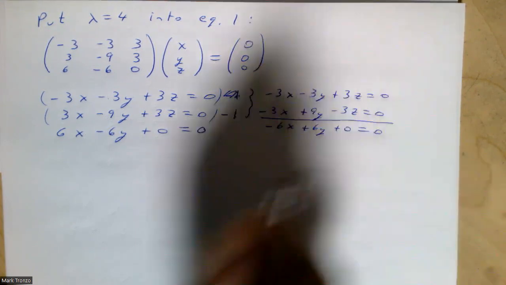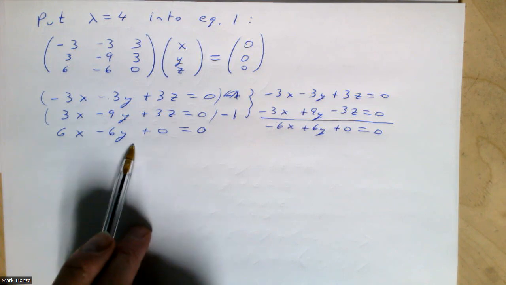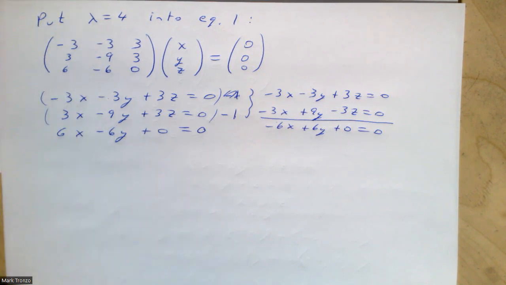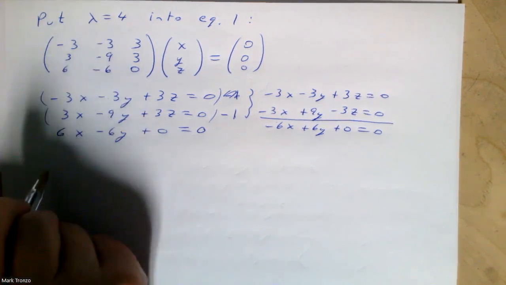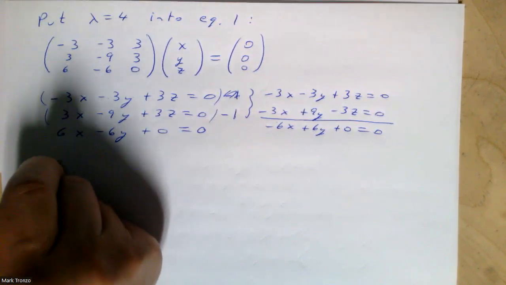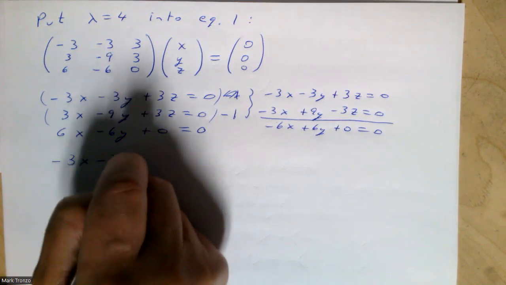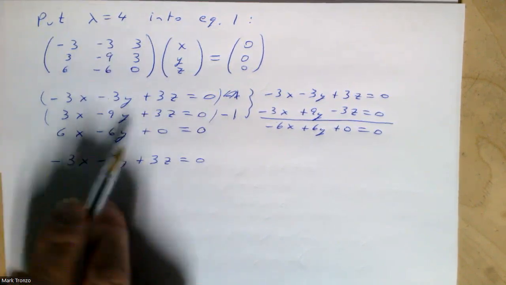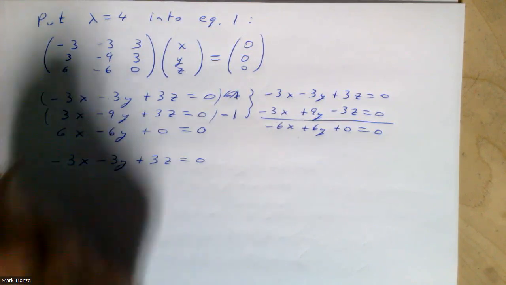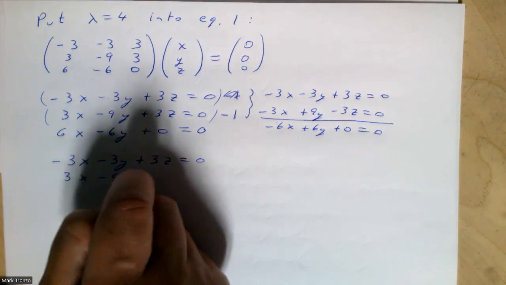Plus 0. Then if we add this to this, this will be eliminated. So that's going to leave us with just these two equations. Again, like I say, I'm sort of doing a Gauss-Jordan without using the matrix. And so if we add this, that's going to disappear. So we're going to be just left with these two equations.